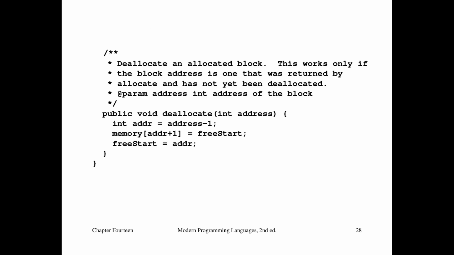So finally, the deallocation is pretty simple, much simpler than the allocation. All we have to do is say we are given the address of the block that we want to deallocate. So we first start at the address minus 1, because that's where the actual start of the block is. And we say memory at address plus 1 equals free start, and free start equals address, and then it essentially deallocates it for us. All right.